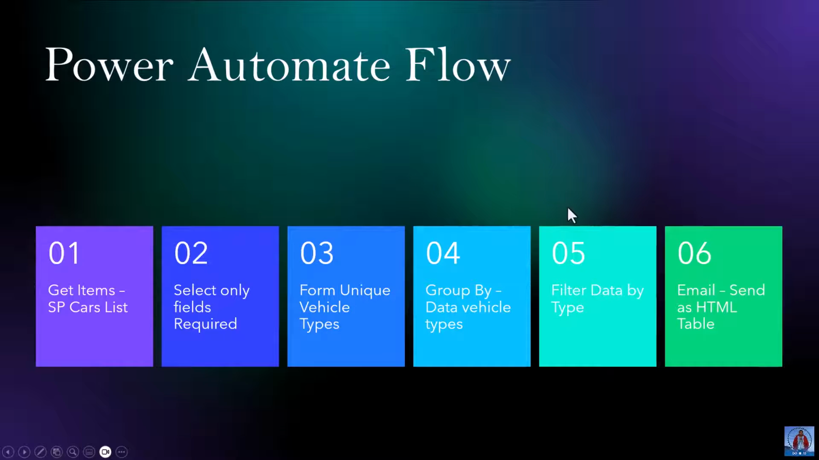So in step 5 we're going to add a filter to get all the data from an array based on some vehicle type. We're going to use the same car database and use the vehicle type to filter, and once it is filtered, we're going to form a very nice HTML file and then send us an email.